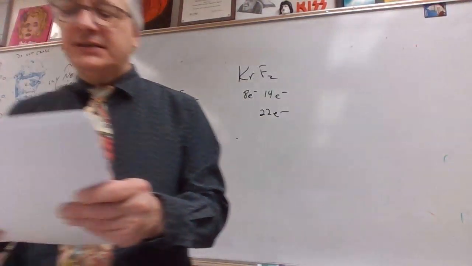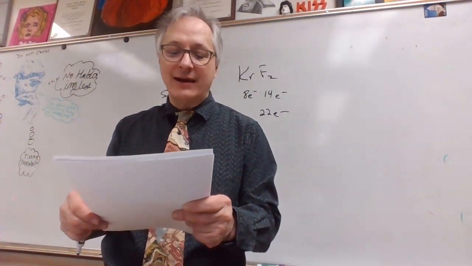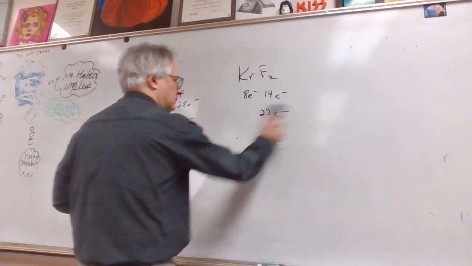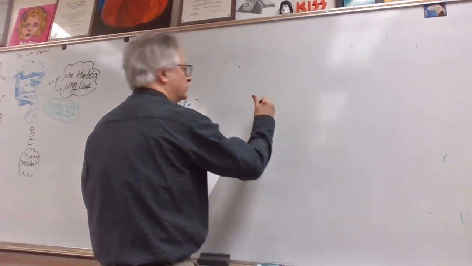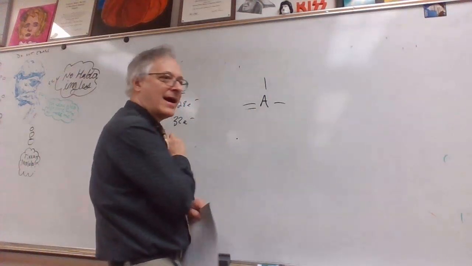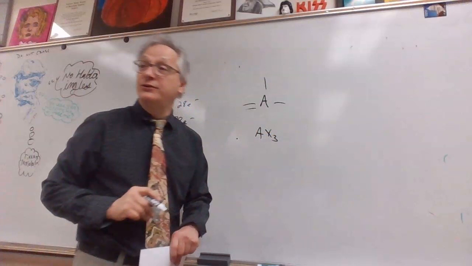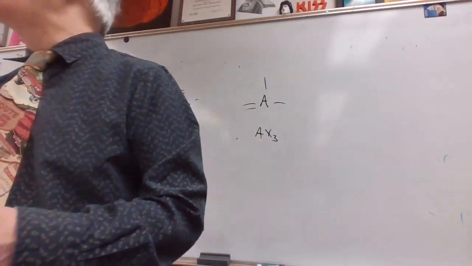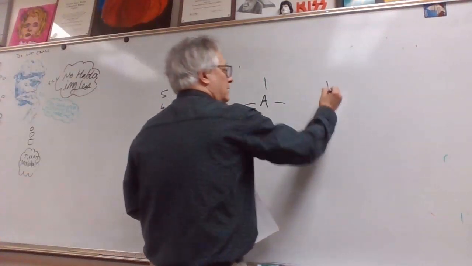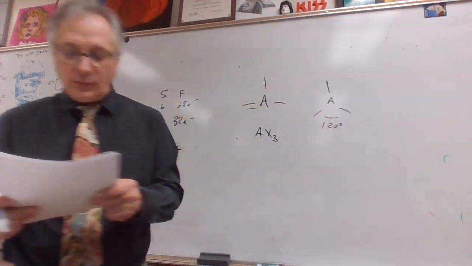Number 24, according to VSEPR theory, if there are 3 electron domains in the valence shell of any atom, doesn't matter if they're bonding or not. So I'm going to have something like that or like that. In other words, we can call it an AX3 if we want to. And what shape would that be? Trigonal planar, good. Bond angles, if you would draw it, would be about 120 degrees. Wonderful.